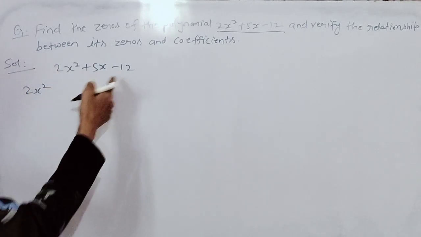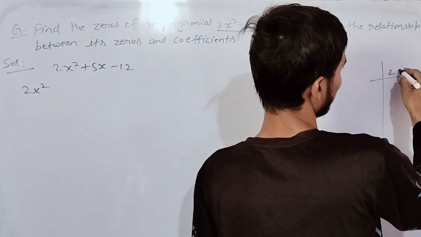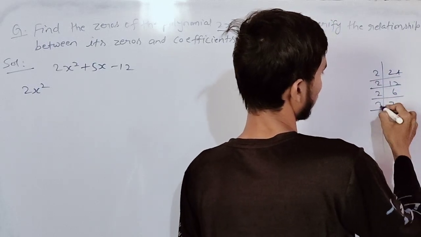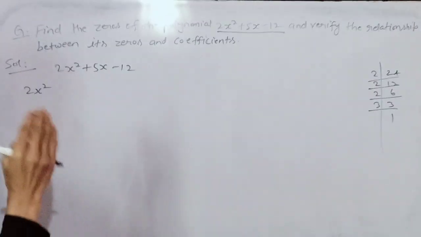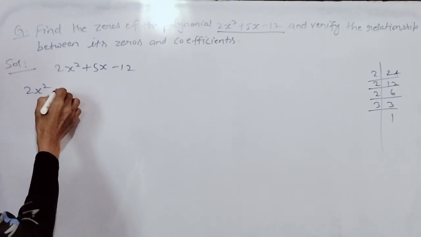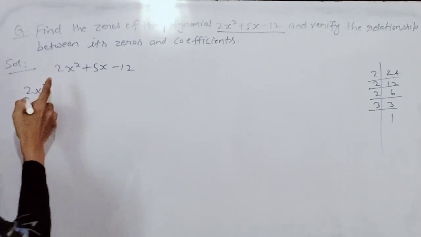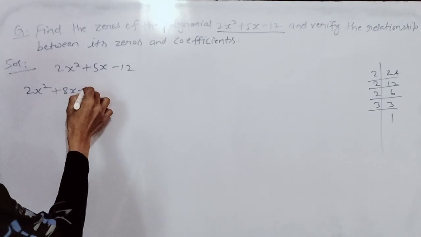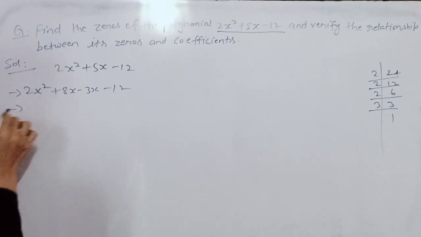2x square, and the product is 24. Now here 2 times 4, 4 times 2 is 8. 8 minus 3 is giving us 5x. So can I write 2x square plus 8x minus 3x minus 12? Yes, this is correct. There is no wrong.